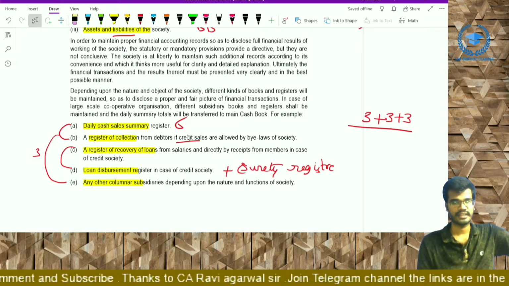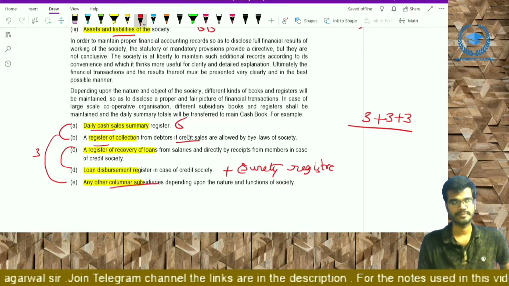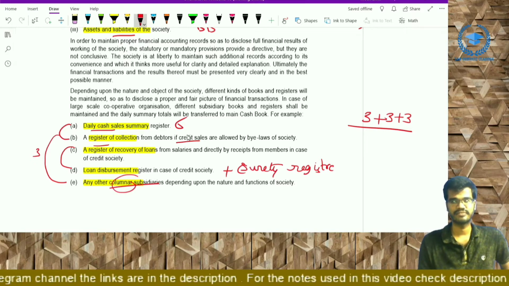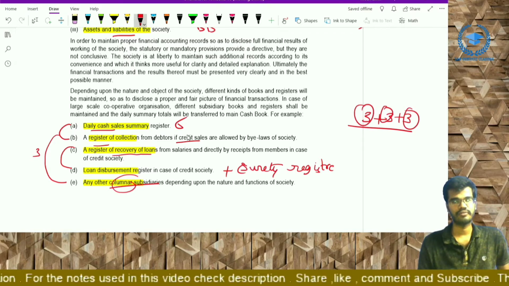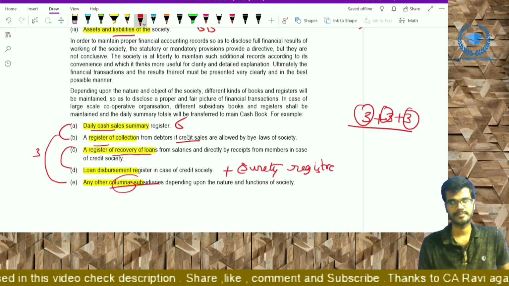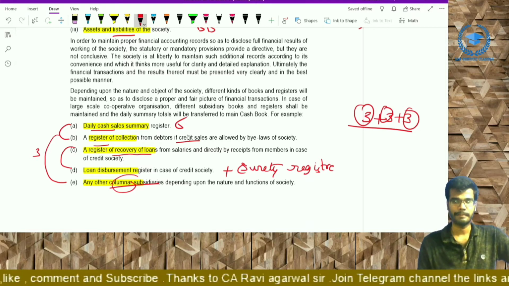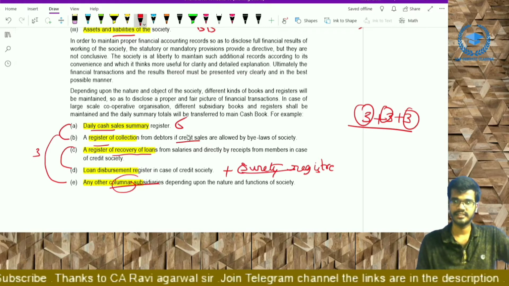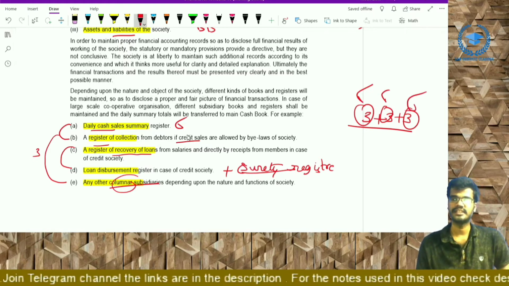And coming to the next set, that is the daily cash sales register, and the register of collection from debtors if there are credit sales. If it is credit sales, we will collect from the debtors the amounts receivable and due in that register, and any other register, other columns and subsidiaries. These three we will consider as one set. And the third set is the register of recovery of loans, of salaries directly to receipts and members in case of a credit society, and the loan disbursement register plus the surety register. Right, this is the third set.